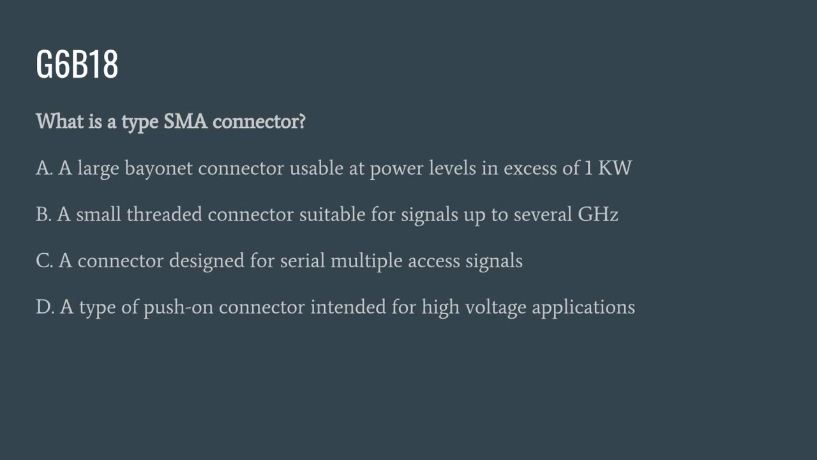G6B18, what is a type of SMA connector? A, a large bayonet connector usable at power levels in excess of 1 kilowatt. B, a small threaded connector suitable for signals up to several gigahertz. C, a connector designed for serial multiple access signals. Or D, a type of push-on connector intended for high voltage applications. Correct answer here is B, a small threaded connector suitable for signals up to several gigahertz.